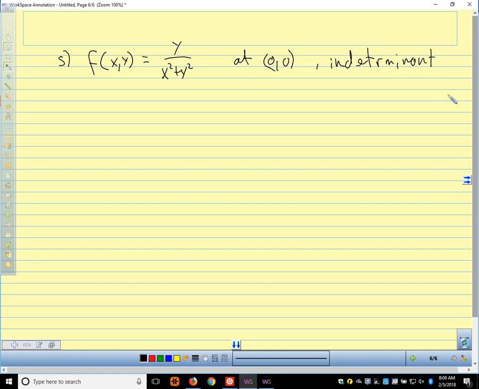All right, so for a function like this, we have to show that the limit is different along two different paths. So let's look at the path along y equals 0, so along the x-axis. What is our limit going to be? We get 0 over x squared, no matter what x is. 0. Our limit's going to be 0.